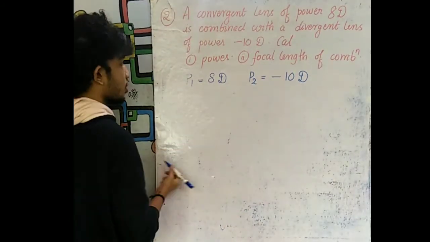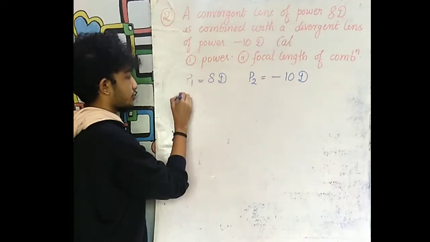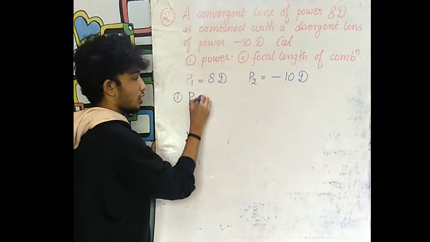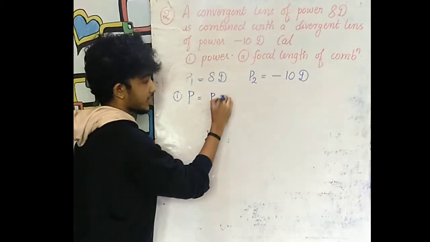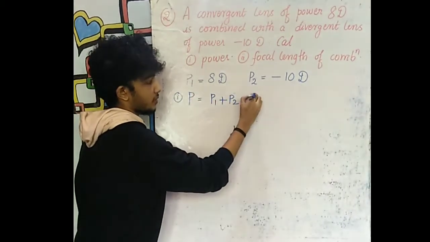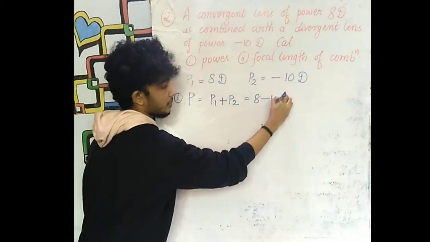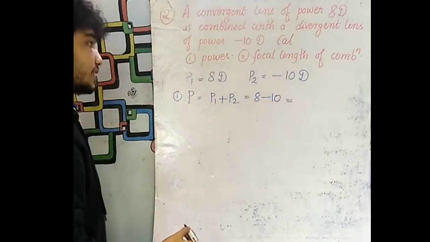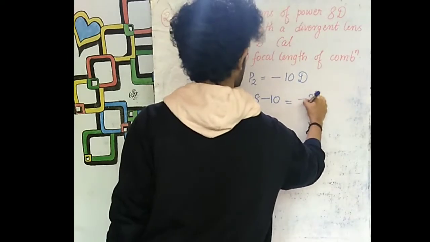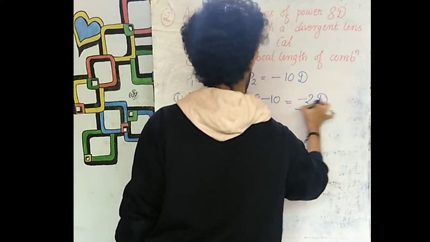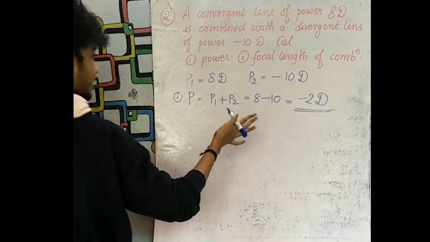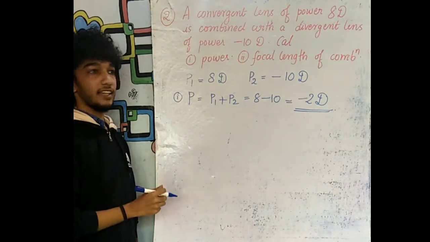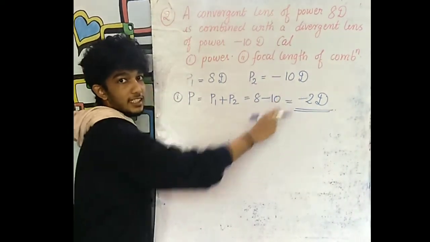Calculate the power of the combination. How can we calculate the power of the combination? The power of the combination is given by P is equal to P1 plus P2, which is equal to 8 diopter minus 10 diopter. What is 8 minus 10? This is equal to minus 2 diopter. So the combination of lenses acts as a concave lens because the power is negative.